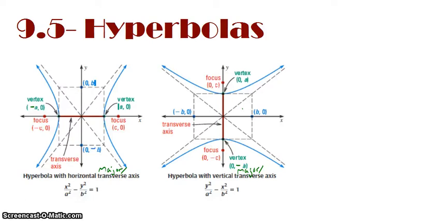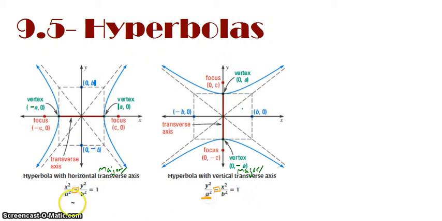Now, despite the fact that these sort of look like two parabolas facing in opposite directions, these are actually pretty closely related to the ellipses. So some of the things are very similar. Notice the standard form of the equations look pretty similar. Huge difference, we have a minus instead of a plus.